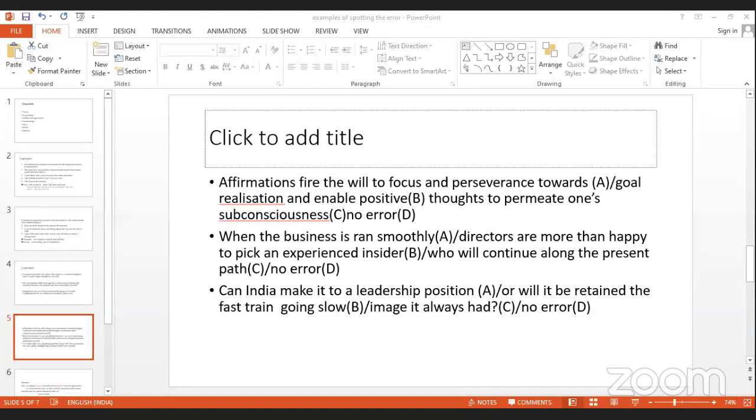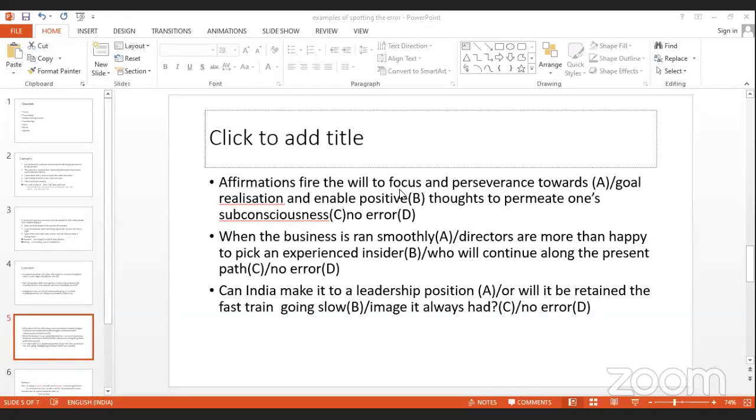Yes, correct. Persevere. Instead of perseverance, it will be persevere. Why? Because over here, focus is the verb. And what rule did we learn in the previous slides in yesterday's class? Every time, if the subject is plural, it will be followed by a plural verb, and if it is singular, it will be followed by a singular verb.